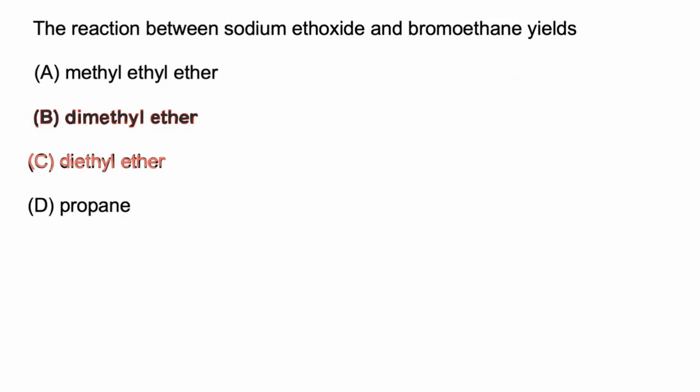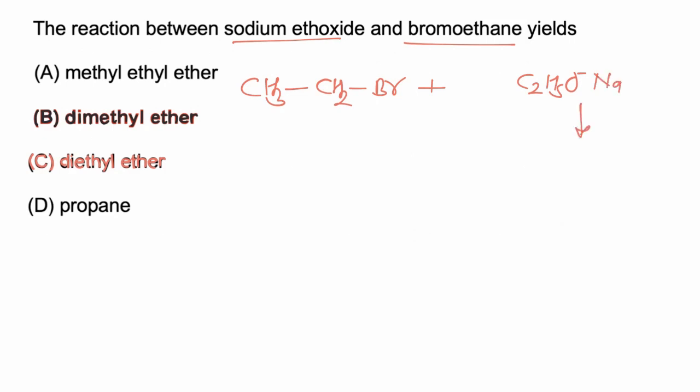In this question we have to find, when sodium ethoxide reacts with bromoethane, what is the final product? So CH3CH2Br, bromoethane, is reacting with C2H5O negative, sodium ethoxide. Now the alkyl halide is primary.